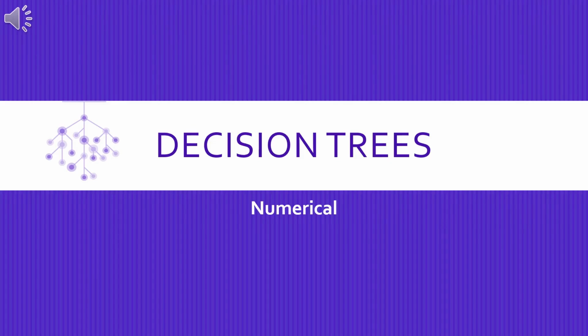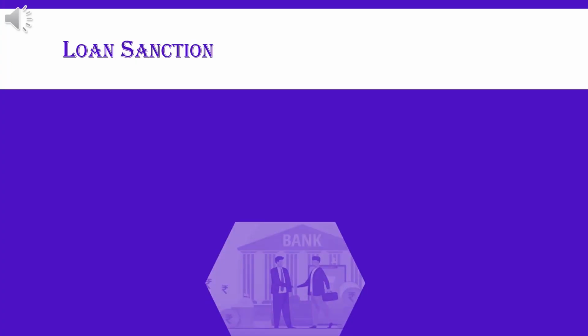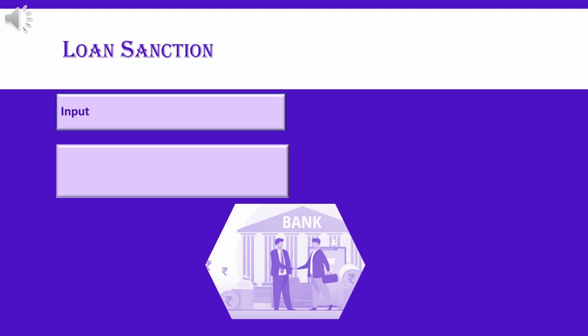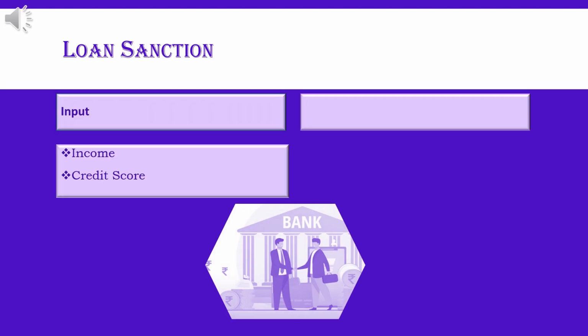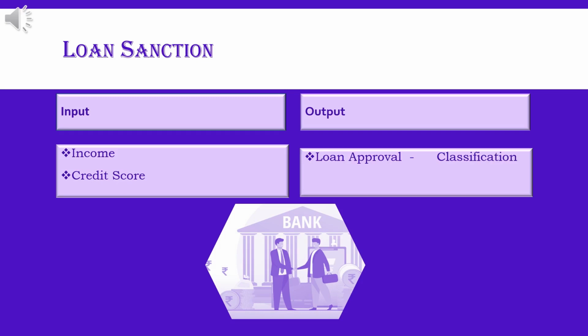Welcome everybody. Today we will see the numerical example for decision trees. Let us see the example of bank loan sanctioning. Loan seekers' income and credit score are given as input. Approval of the loan is the output of decision tree classification, whereas the amount of loan to be sanctioned is the output of decision tree prediction.